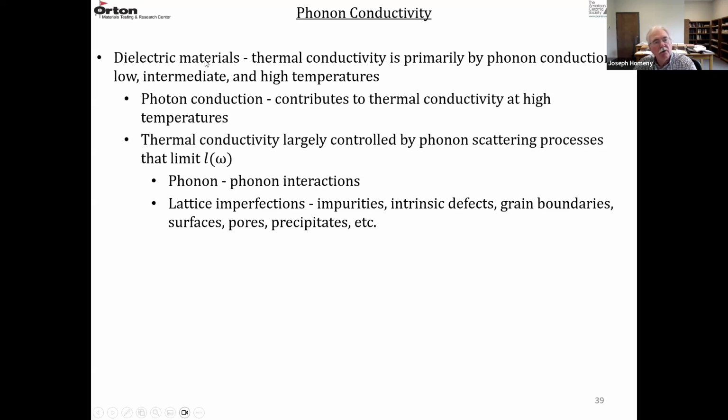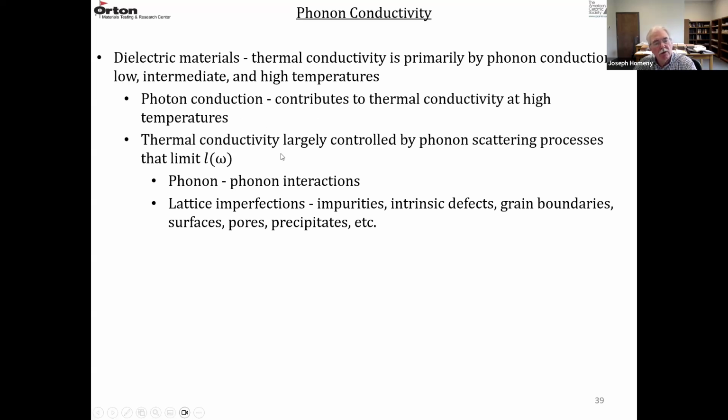So in dielectric materials, the phonon thermal conductivity is the primary mechanism, and it occurs at low, intermediate, and high temperatures. So it covers the whole temperature range. We'll talk about radiation conduction or photon conductivity in a few minutes, but that's only important at high temperatures.